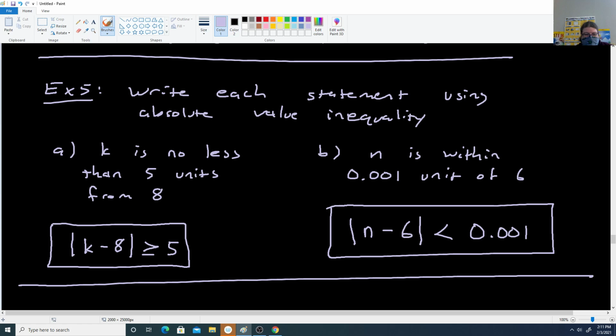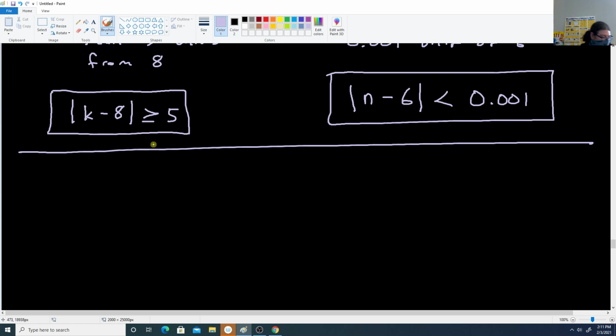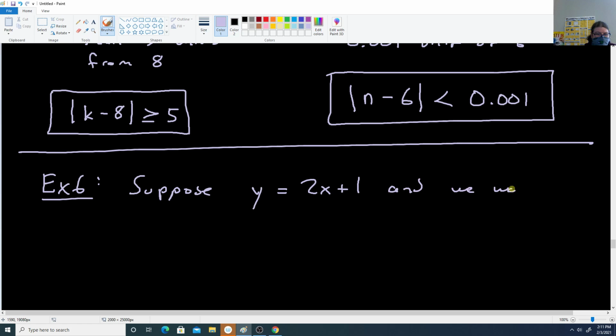So we're down to a final example from the section here. So we get example 6. They say suppose y equals 2x plus 1, and we want y to be within 0.01 unit of 4. For what values of x will this be true?